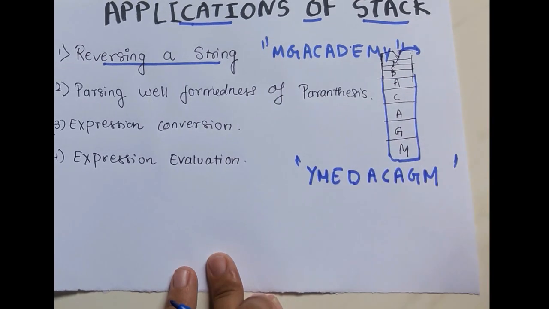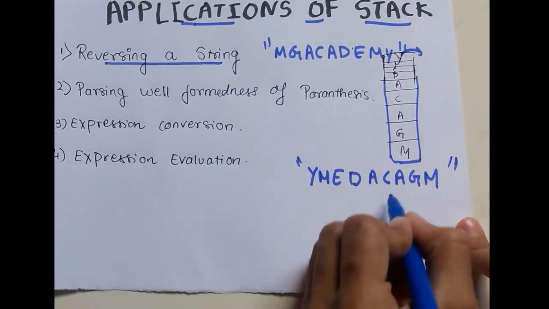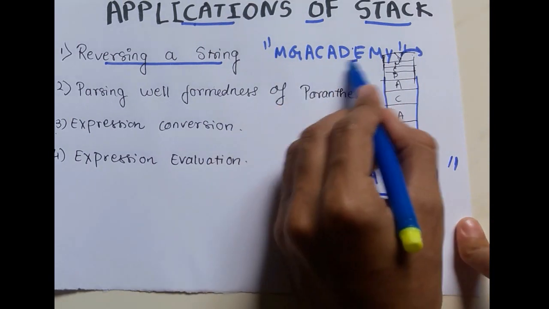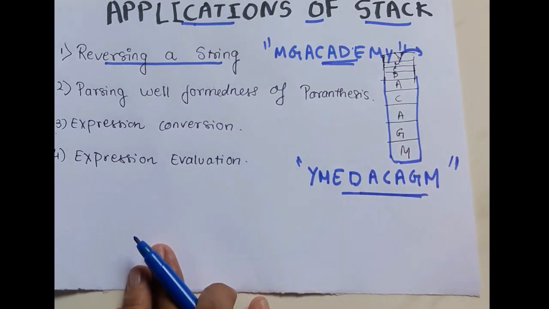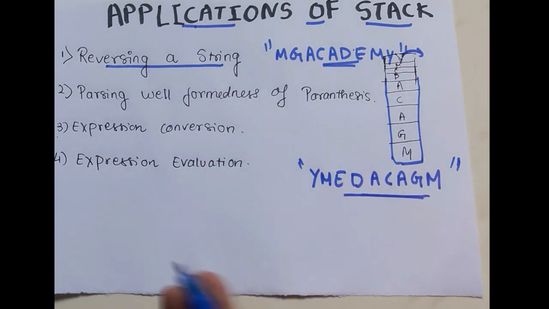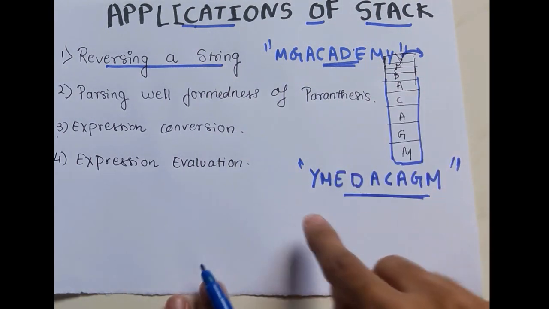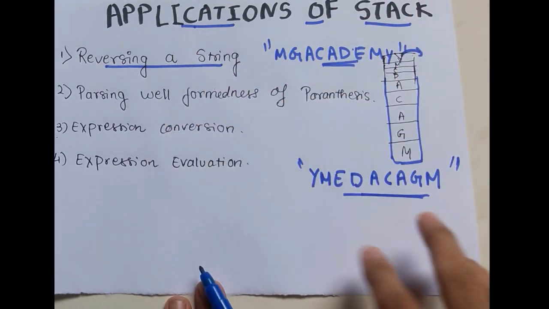So after popping all the elements from the stack, we'll get this string. And this is nothing but the reverse form of this string, isn't it? So with the help of stack, it is very simple to obtain a string in its reverse form. With the help of only push and pop, we will obtain a reverse string. This is the first application of stack.